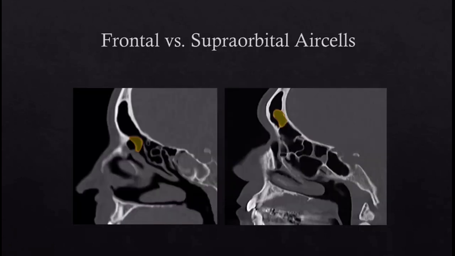If the anterior ethmoid air cells decide to go up into the frontal sinuses, they might form frontal air cells, types 1, 2, and 3, depending on how high into the frontal sinus they get, or supraorbital air cells. The difference being that with frontal air cells, they lie in front of the frontal recess, whereas supraorbital air cells lie behind the frontal recess. That's the difference. Easiest to see on sagittal CT.